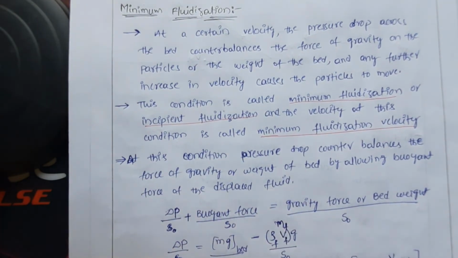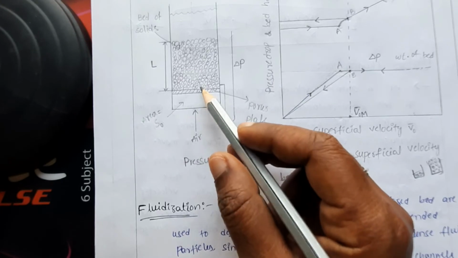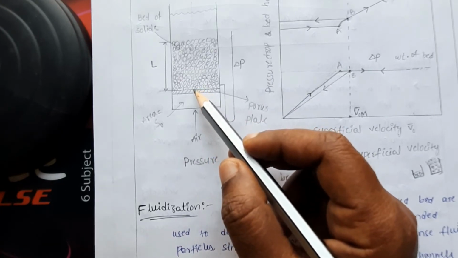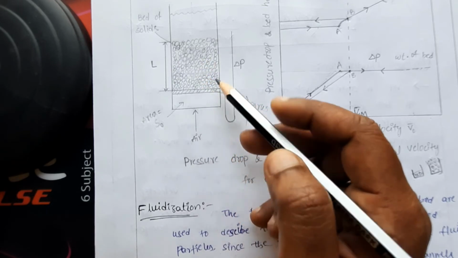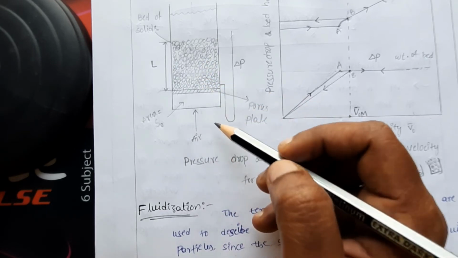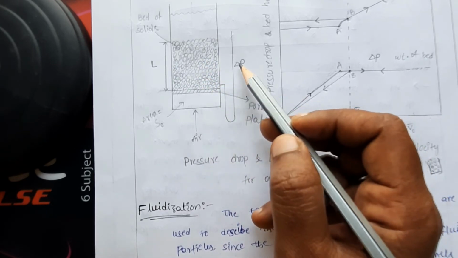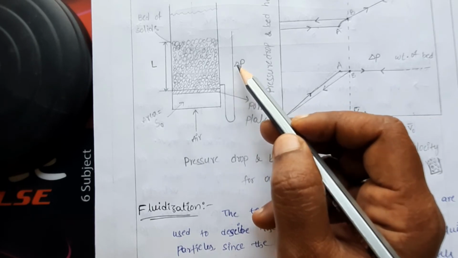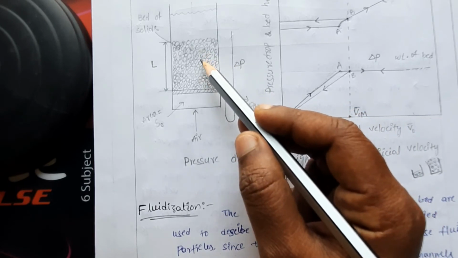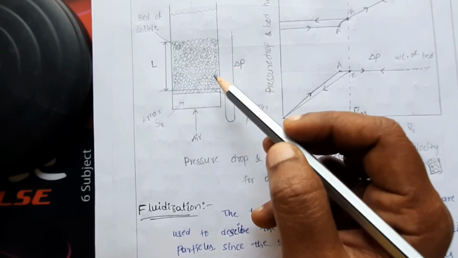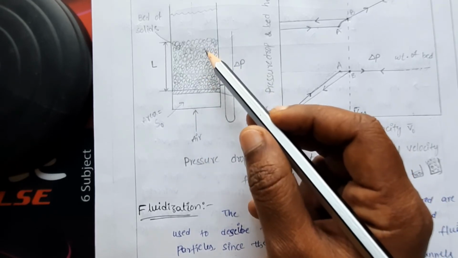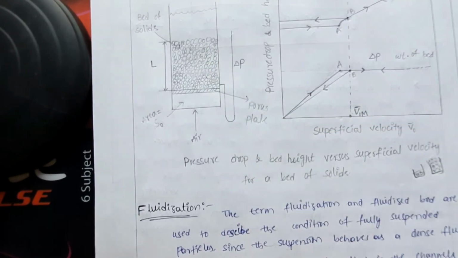What happens in this diagram? The fluid applies an upward thrust, that is buoyant force, on the solid particles, and the weight of the bed will be acting in the downward direction. If you increase the velocity, the pressure drop also increases. So the weight of the bed will be counterbalanced by this upward thrust and pressure drop. Then only the particles will start moving, right? So that is given by this expression here.